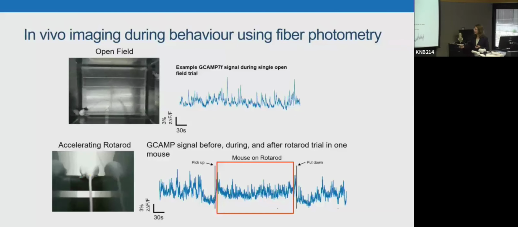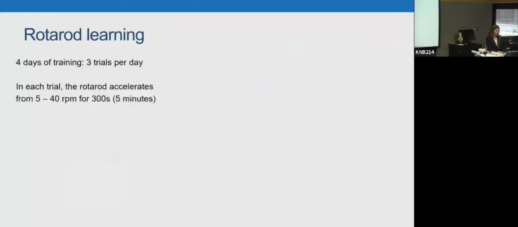One thing you can appreciate here is that the activity in the brain when the mouse is on the rotarod does look quite different to their freely moving activity. You get these smaller, more frequent peaks of activity while they're running on the rotarod. And I'll talk a little bit more about that in a few slides.